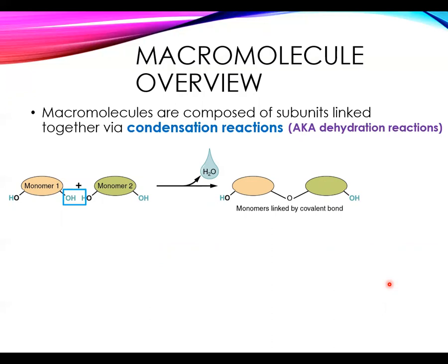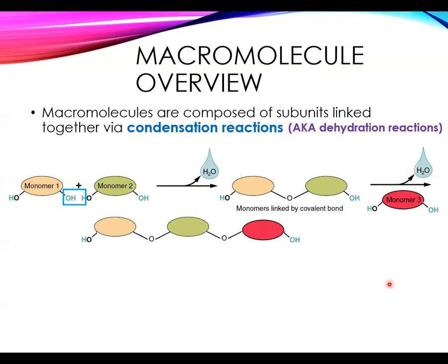And to make the macromolecule, we just repeat this. So we bring in a 3rd monomer, split out a water, link it in the chain, etc., as many times as you want for as big as you need.